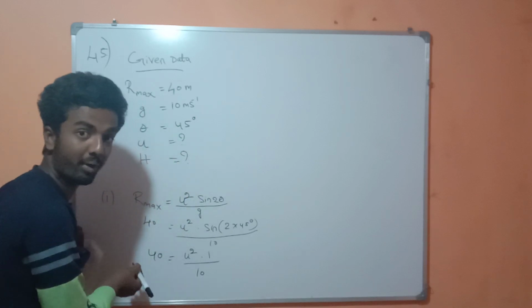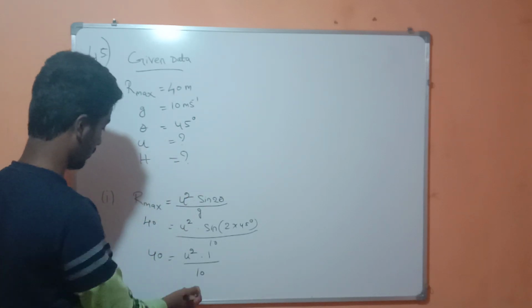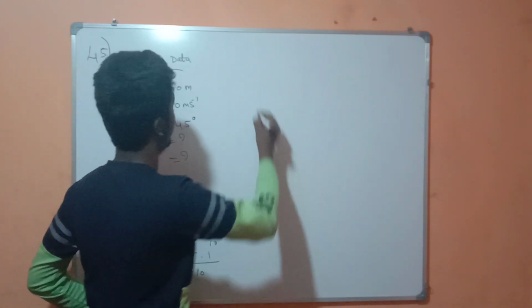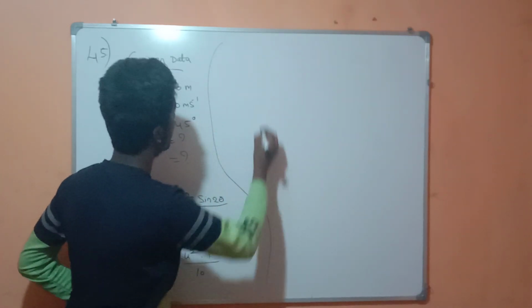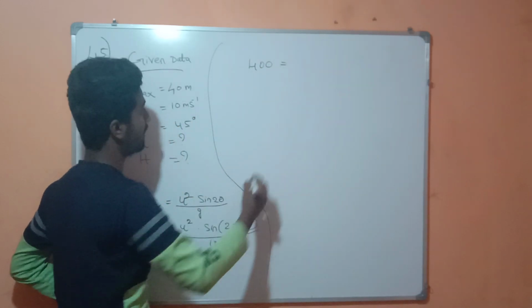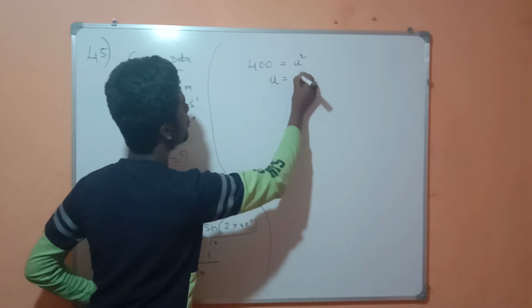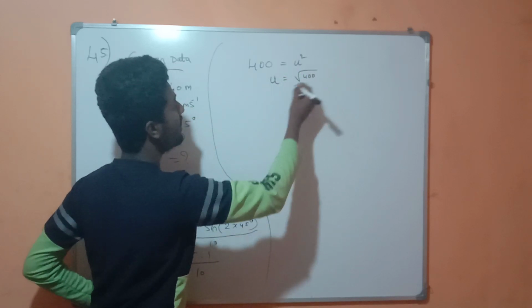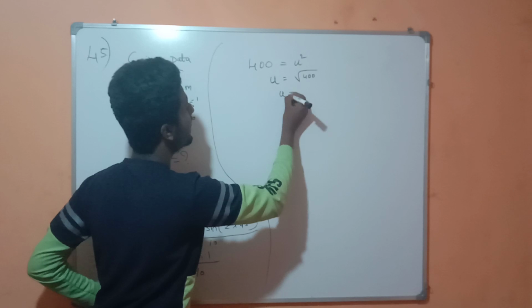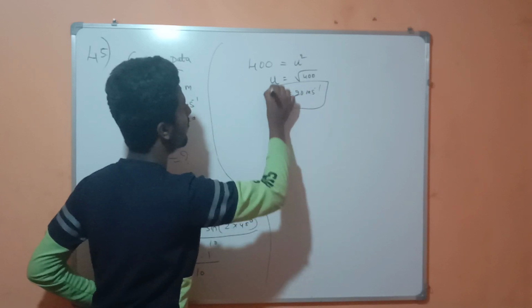Let us cross multiply to get the value of U, children. Now 10 into 40 is 400. And I write here, 400 is equal to U squared into 1, which is U squared itself. What is the value of U? U is equal to root 400. What is the value of root 400? It is 20 meters per second. We have got the value.